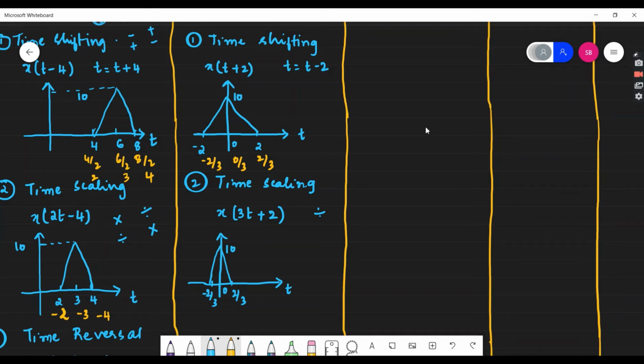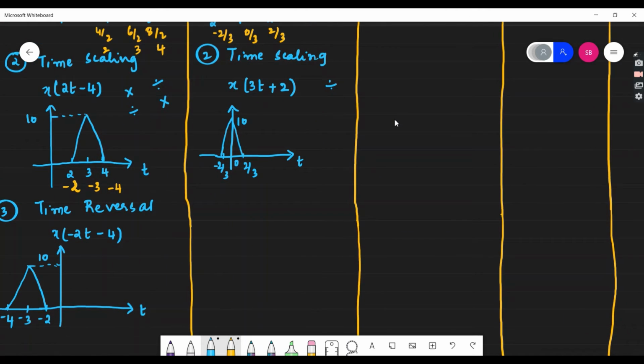But I want x of minus 3t plus 2. So the last step I have to use is the time reversal operation. So third one is time reversal, wherein I have to get the sketch for x of minus 3t plus 2. It is minus here. So I am just going to replace t by minus t in this particular plot. What happens in such condition? Minus 2 by 3 will become minus of minus 2 by 3, which is plus 2 by 3. 0 is 0. This 2 by 3 will become minus 2 by 3. Just replace t with minus t.